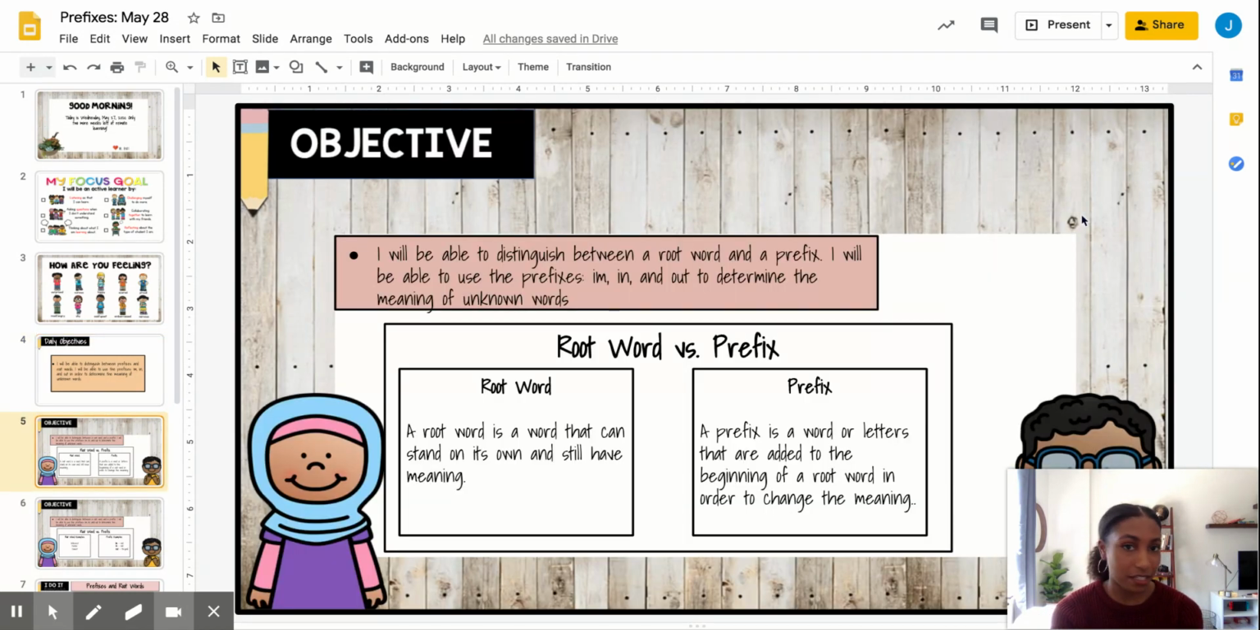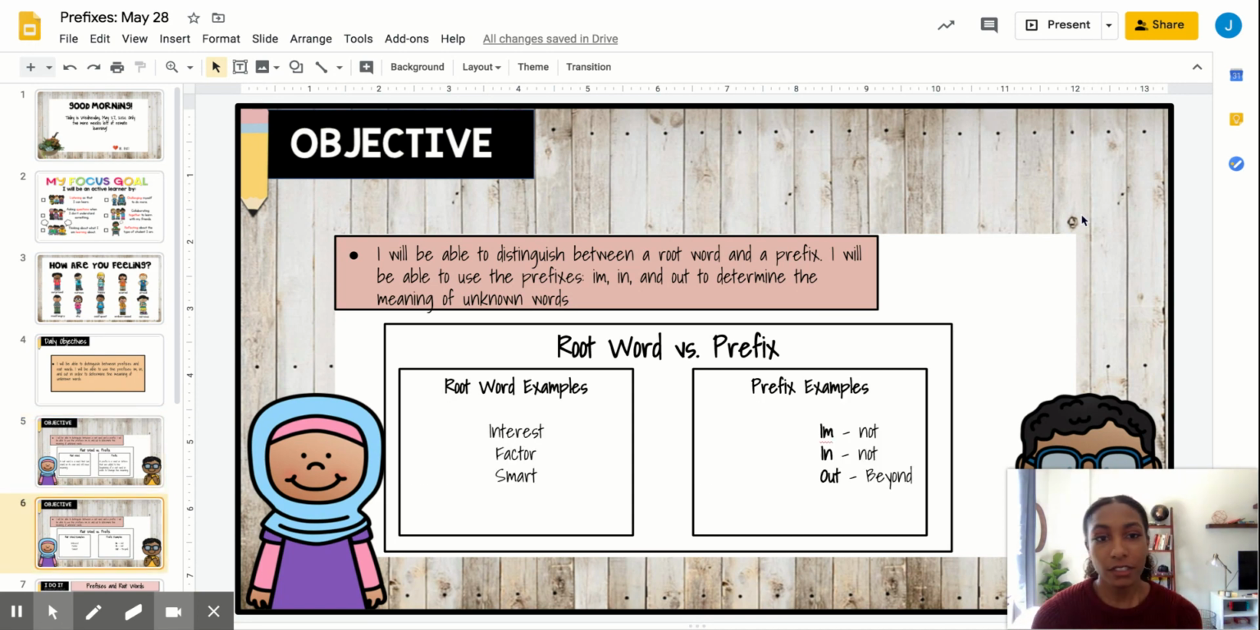So, speaking of that, let's review. What is a root word and what is a prefix? As we remember, a root word is a word that can stand on its own and it still has a meaning or a definition. A prefix is a word or letters that go at the beginning of a root word and they change the meaning. The really big points to take away are that a prefix goes at the beginning of a root word and that it changes the meaning. These can be small words or letters that are put together.